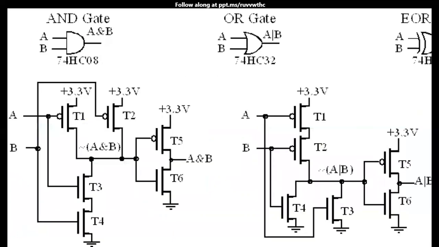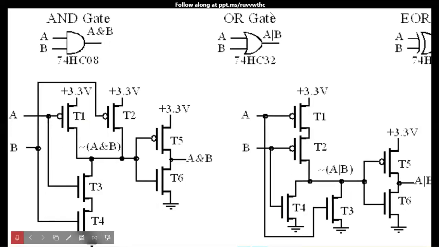Similarly, we can get the AND gate and OR gate by inverting the NAND and NOR gates. For getting the AND gate, I'm taking the NAND gate with two inputs. The output of this NAND gate is given to the inverter, which produces the AND gate operation A dot B. Similarly, to get the OR operation, I'm taking the NOR gate. The output of this NOR gate is given to the inverter, which results in the OR output. Like this, we can get the non-inverting outputs from the inverted outputs.